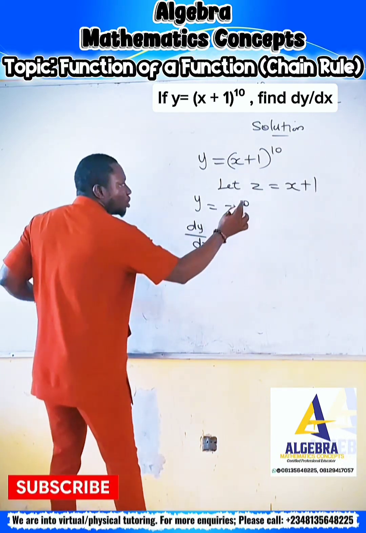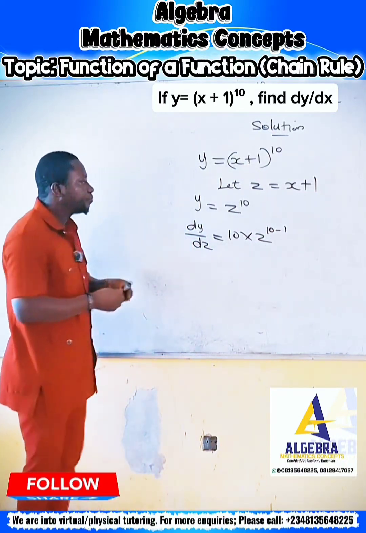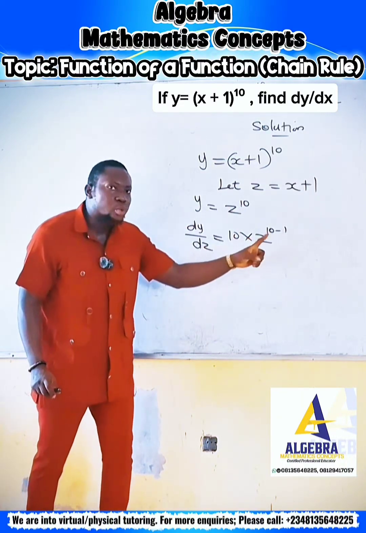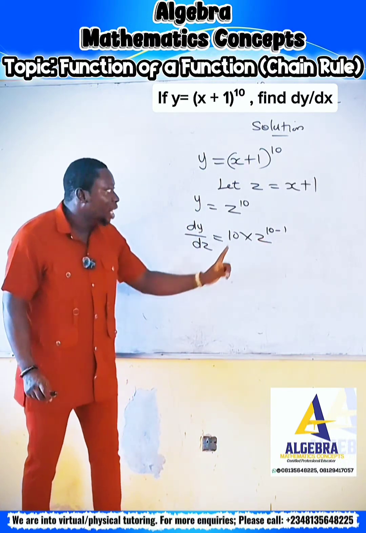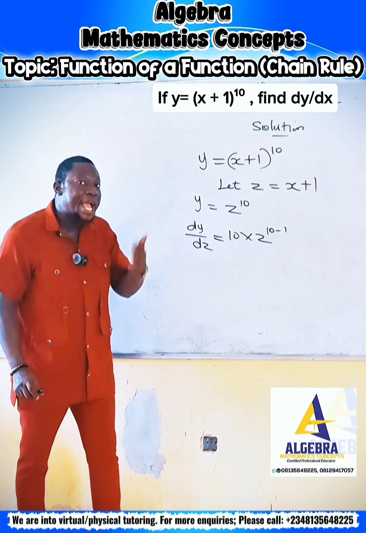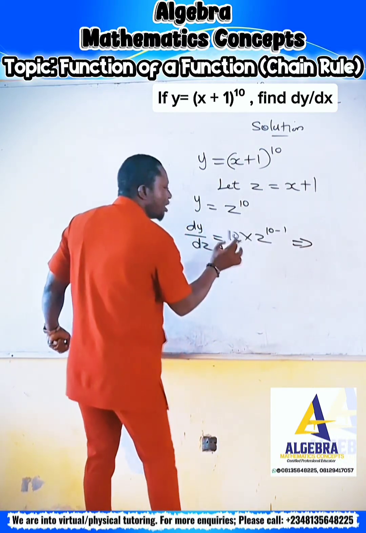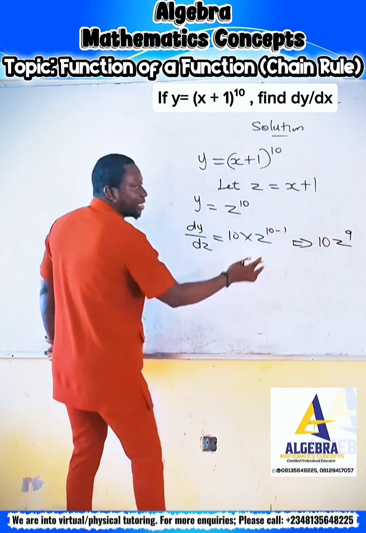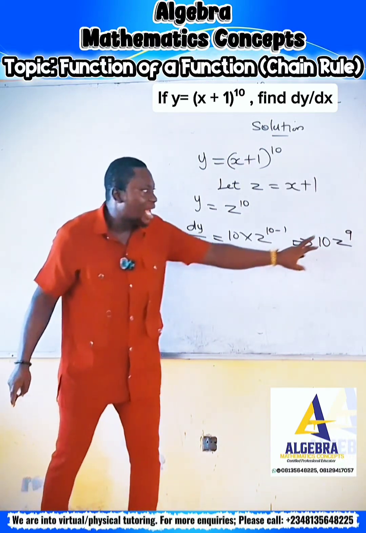I will use 10 to multiply z to the power of 10 minus 1. If you have to differentiate, you use the power to multiply, then you subtract 1 from the power. The power here is 10, so I will use 10 to multiply everything. Then I will subtract 1, because the one I'm subtracting away is a constant. So I'm going to have 10z, and 10 minus 1 gives me 9. I've differentiated this, I have this.